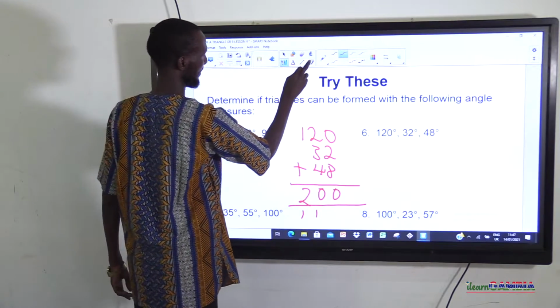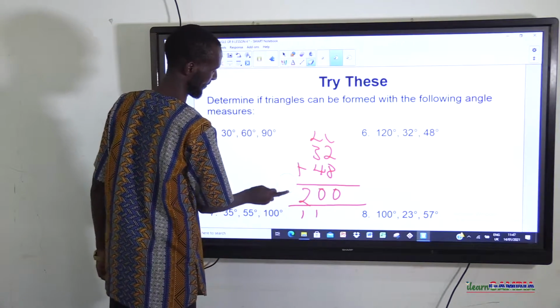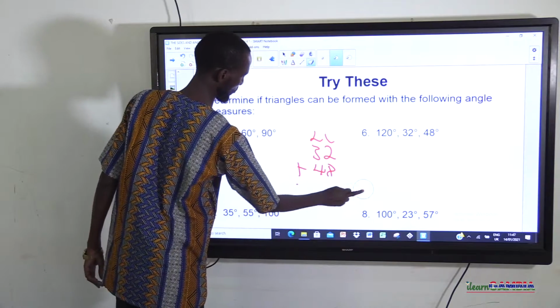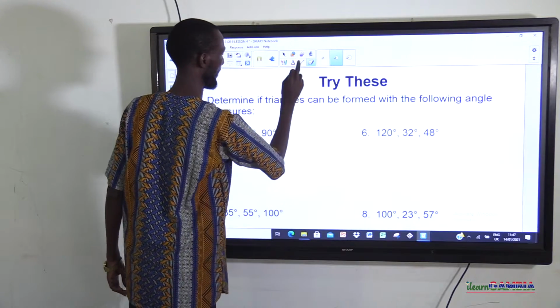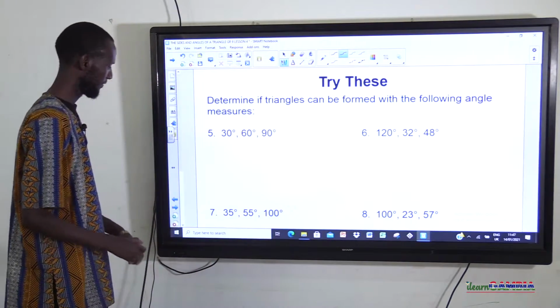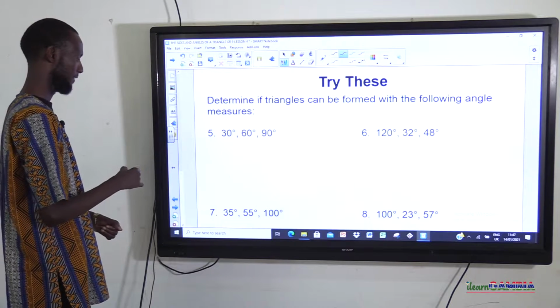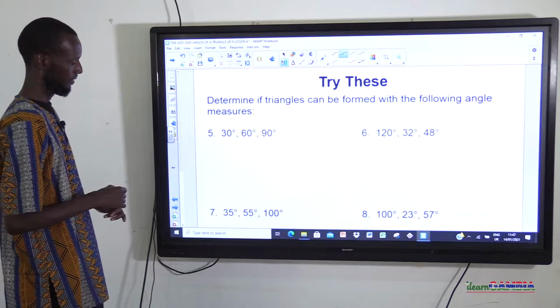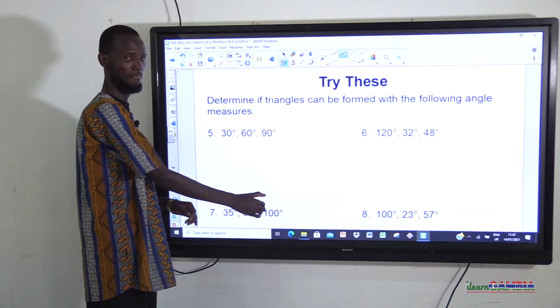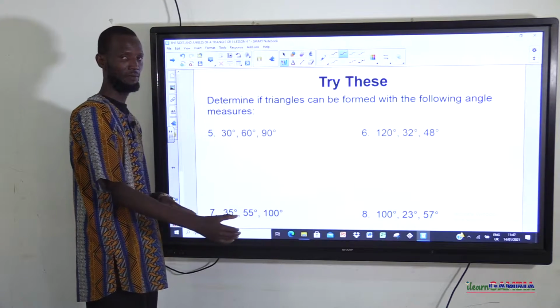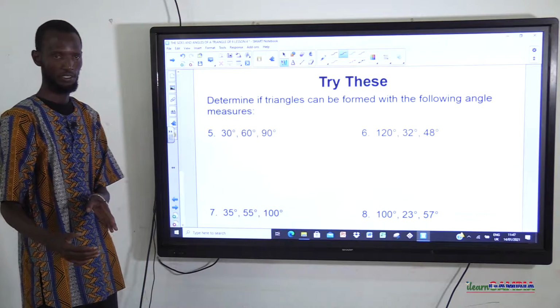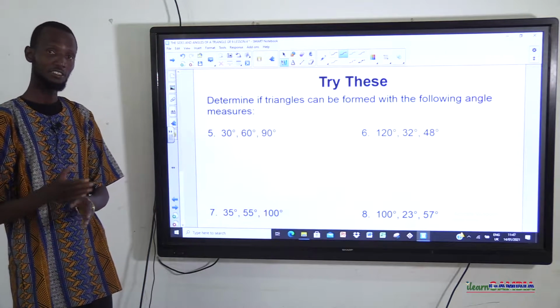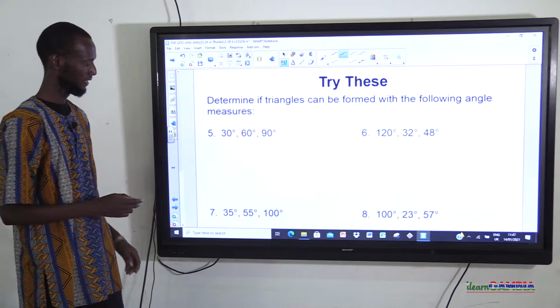Now let's try the rest. The next one we have here is 35 degrees, 55 degrees, and 100 degrees. We want to add them up. If the sum is exactly 180, it's a triangle. Anything else is not a triangle. So let's see.